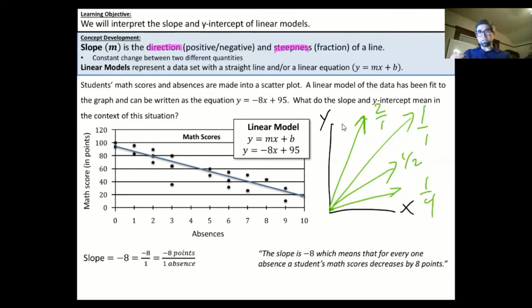So the steepness and direction of a line makes up the slope. So steepness, how vertical or flat the line is, and direction. Is it increasing from left to right, or is it decreasing from left to right? Let's look at the slope in the context of this problem.